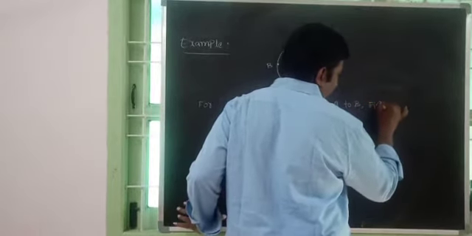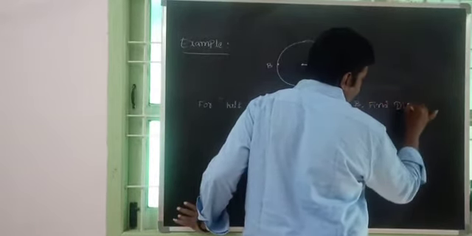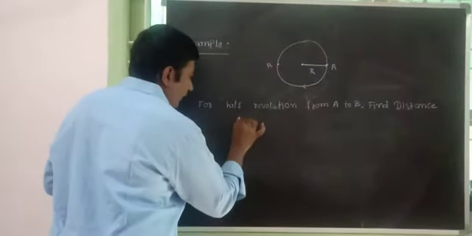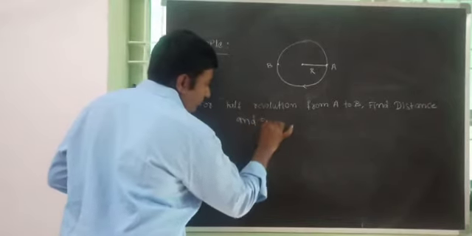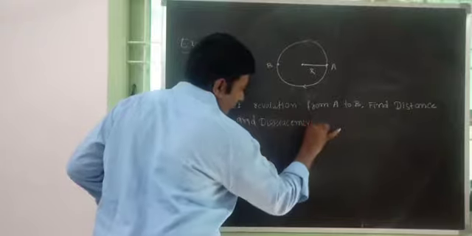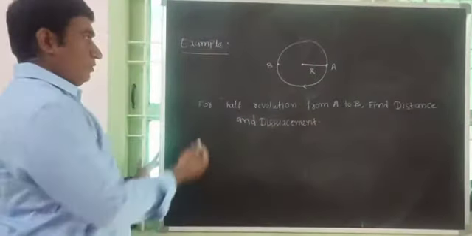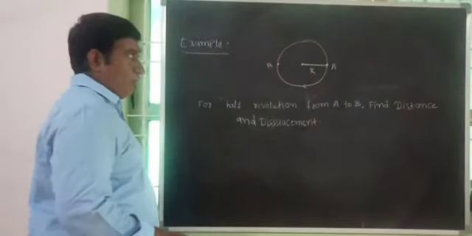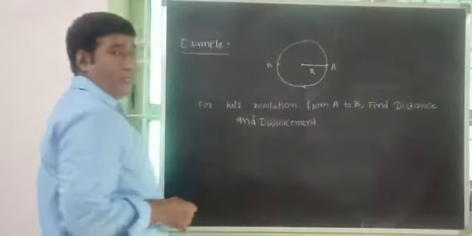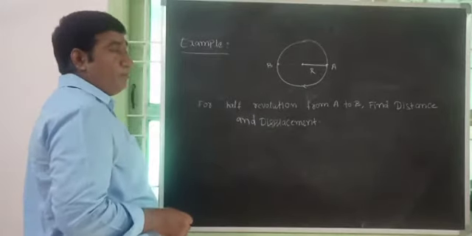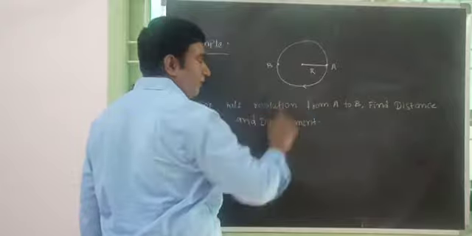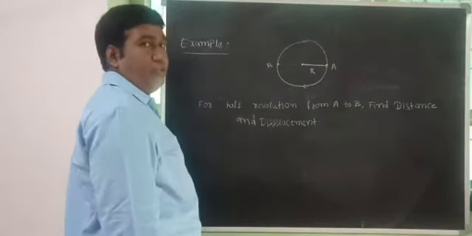Find the distance and then the displacement. So with the help of this, in mathematics we have discussed: if you start from this point and complete one cycle, that revolution is nothing but a turn over 360 degrees. With the help of radius r, the circumference of the circle is nothing but 2 pi r.